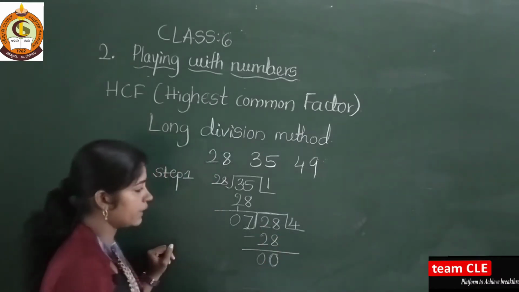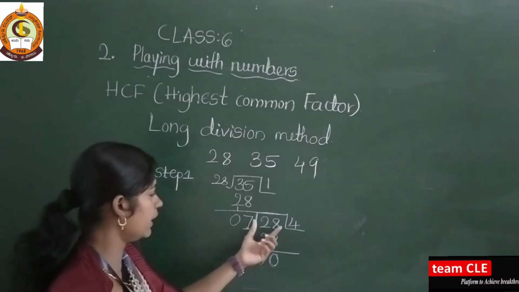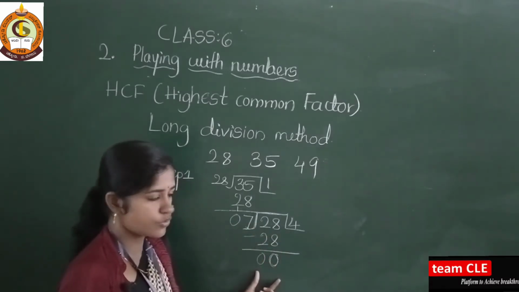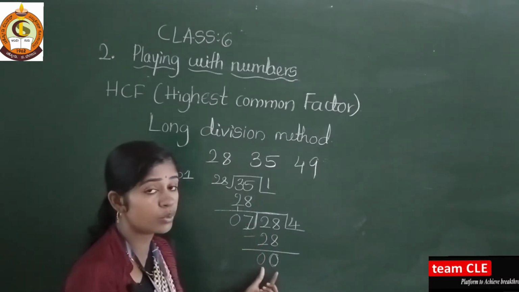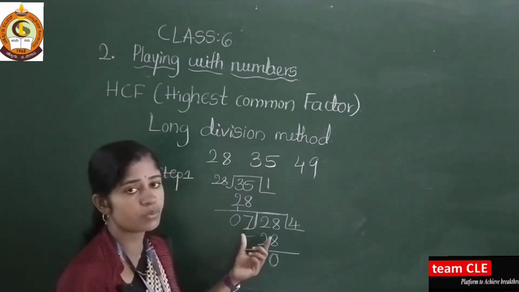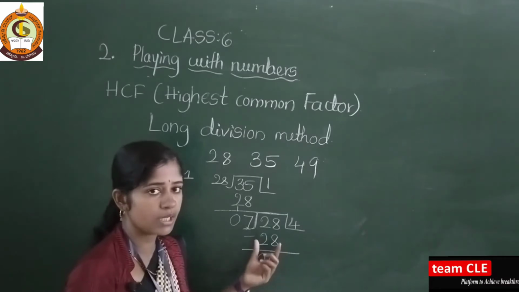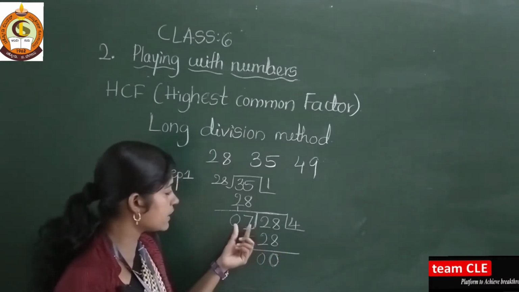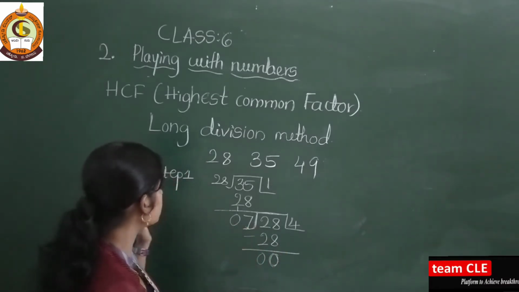I hope you are getting my point. 7 fours are 28, 28 minus 28 is 0. So where do you get the 0 as a remainder? That divisor we call the HCF of the numbers. So here the HCF is 7, but this is only one step.